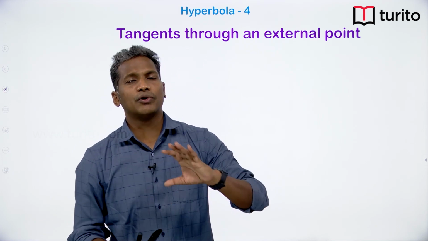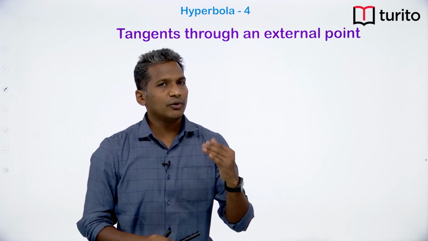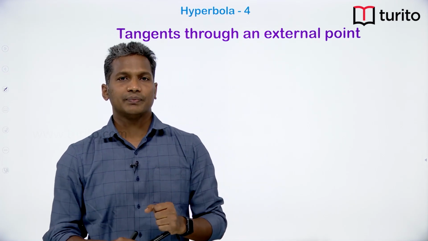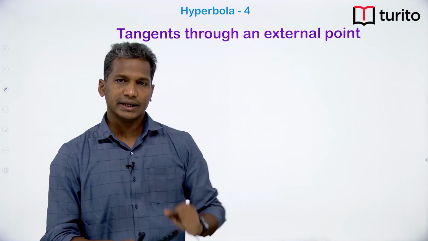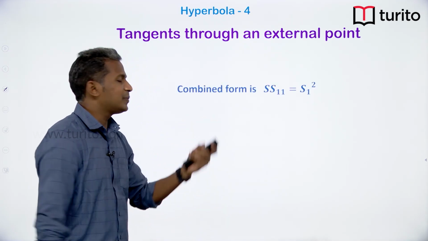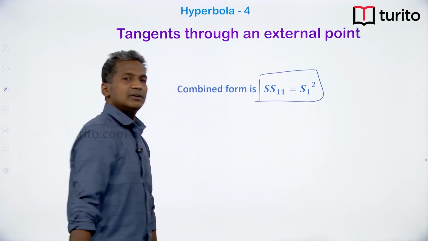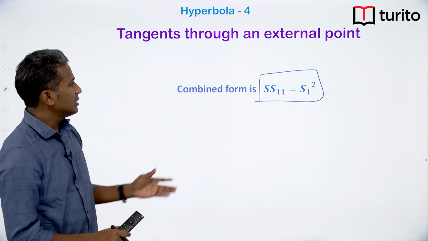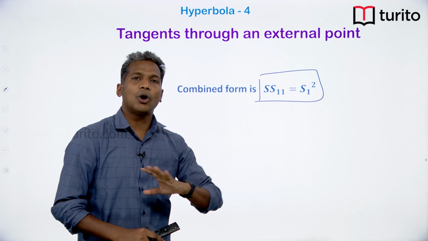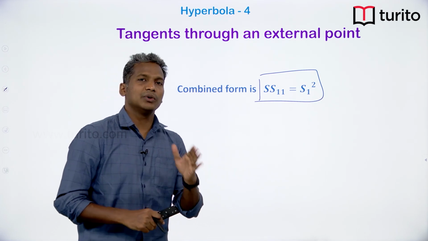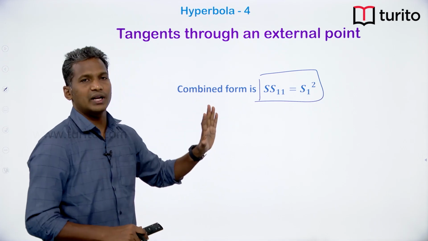One is, if you want the combined form of the tangents. Combined form means the form will come in terms of a pair of straight lines. That means it should be a second degree equation. That can be obtained by using this formula. This is a standard formula of pair of tangents which is valid for all curves including circle. Circle, parabola, ellipse, hyperbola, for everything this is valid.